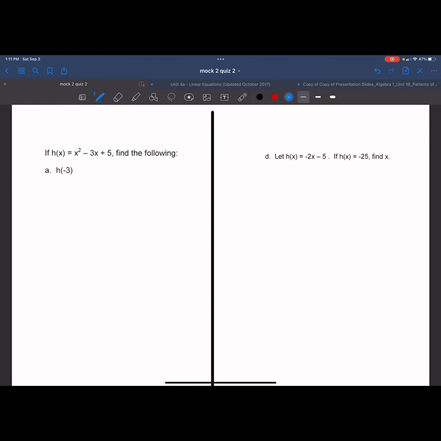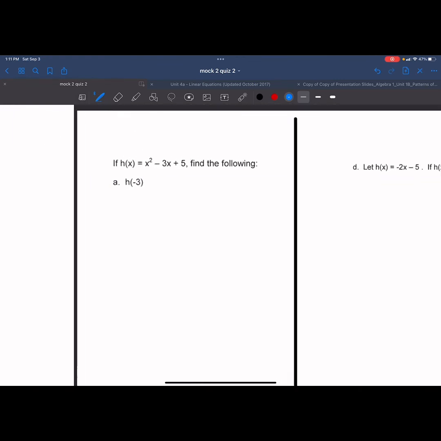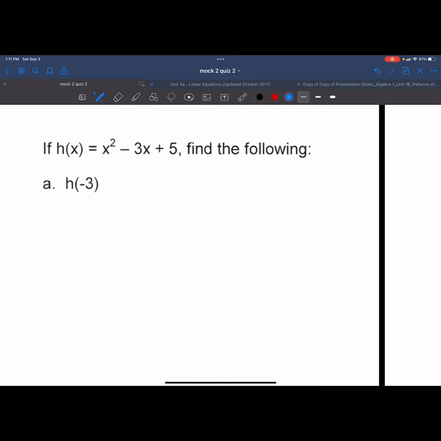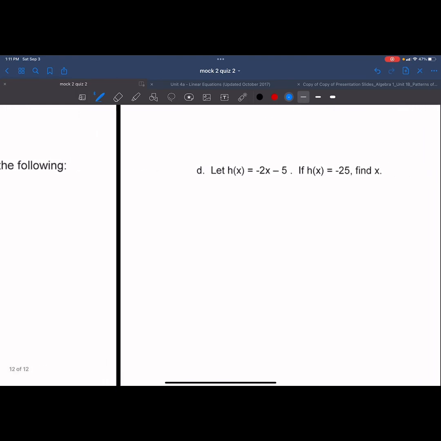So we have two different questions. One says find h of negative 3. And the other one says if h of x equals negative 25, find x. So in this particular case, we have find h of negative 3. Notice that negative 3 is inside the parentheses. So if it's inside the parentheses, we're going to replace x, or every x. On this other side, there's an x in the parentheses, so it says h of x equals negative 25.